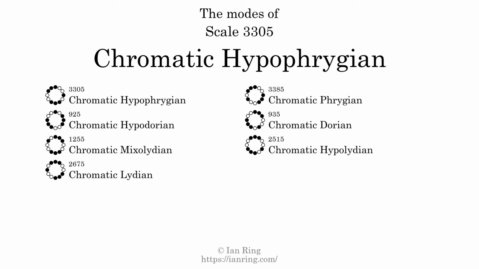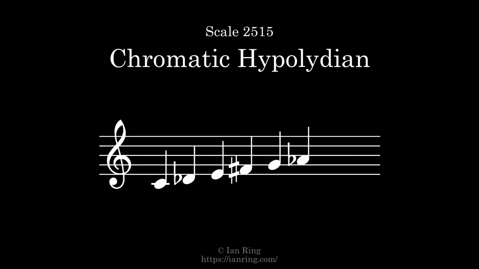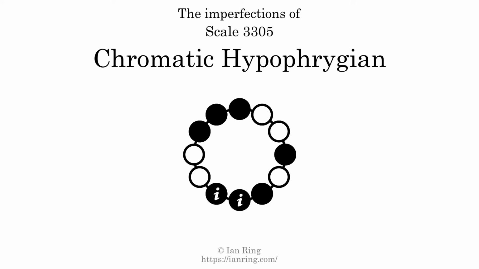The seventh and last mode is scale 2515, also known as Chromatic Hypolydian. It sounds like this. Imperfections are tones that have no tone or perfect fifth interval above them. This scale has 2 imperfections. They are at positions here and here.